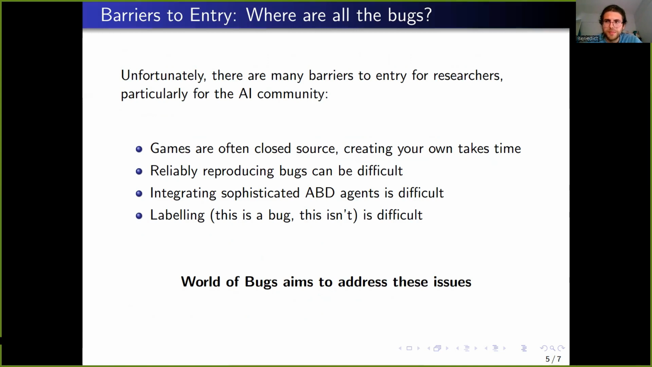If you already have a game by chance, like if you're working in industry or something, then reliably reproducing bugs can be difficult. You might have to dig through loads of source code and try and find where there was a bug and then replicate it, and ensure that when you're testing your bug detection system, you're doing it correctly, basically. And integrating these sophisticated automated bug detection agents, so integrating reinforcement learning, for example, into a game is not so easy, because you might be relying on deep learning or something, and you need all the libraries associated with that.